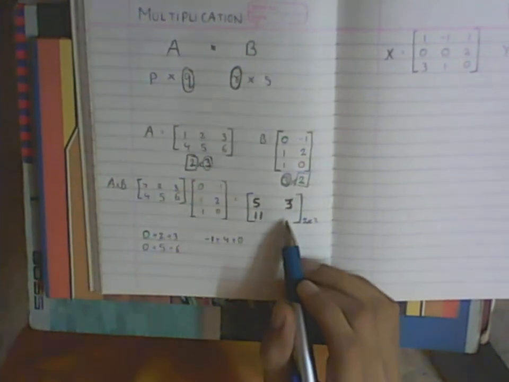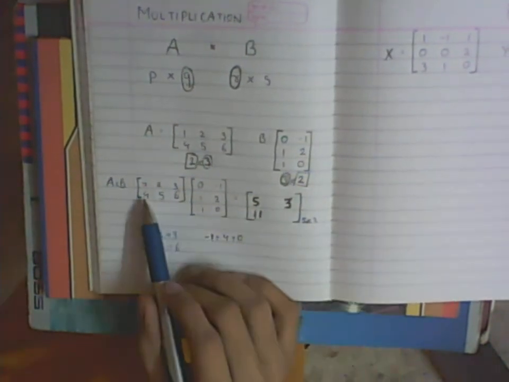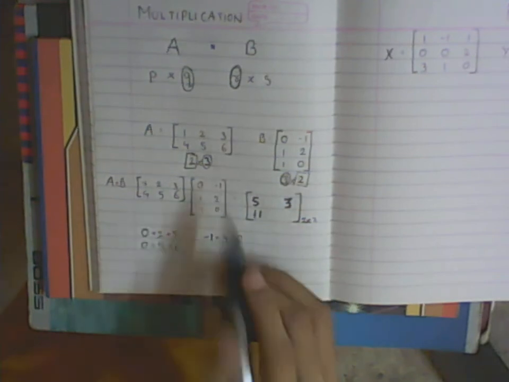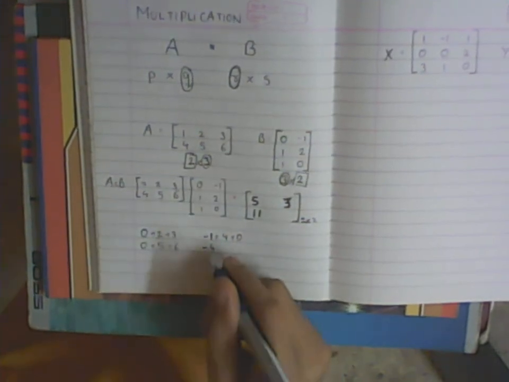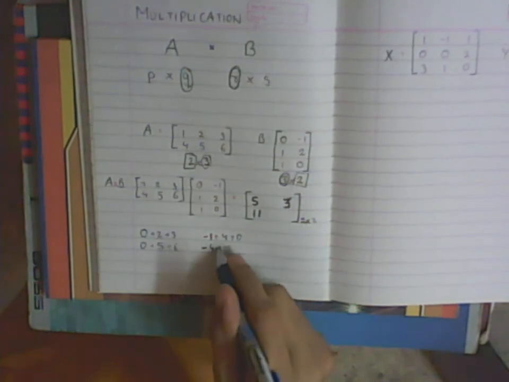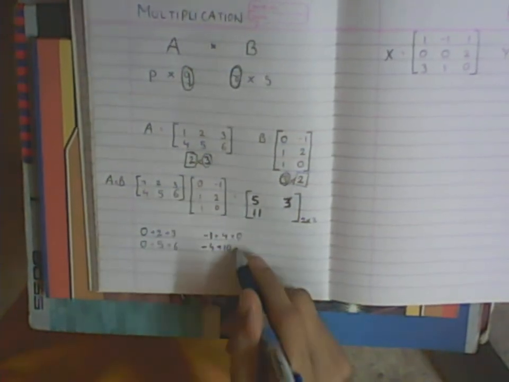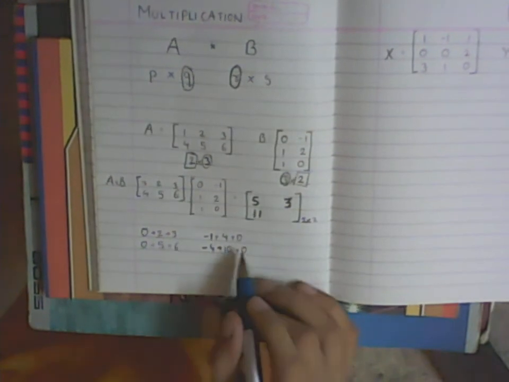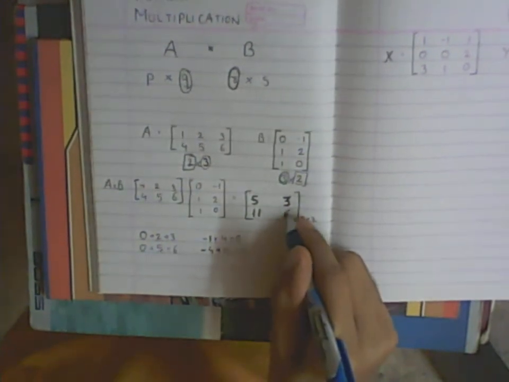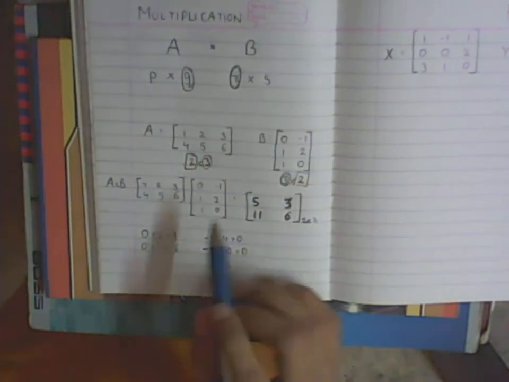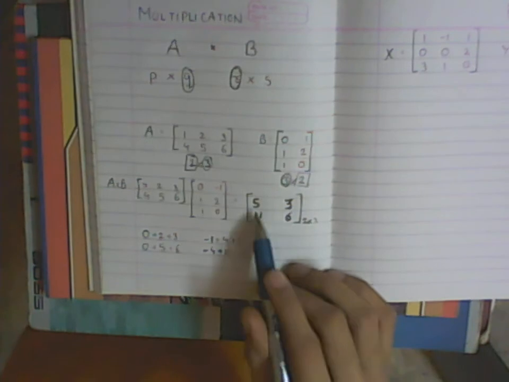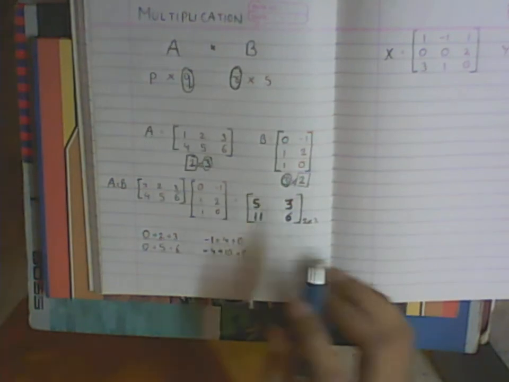And lastly, this is the second row, second column entry. If I take the second row here and the second column here, the result would be 4 into minus 1, which is minus 4. 5 into 2 is positive 10. And 6 into 0 is 0. If I find the sum of these numbers, it would be 6. So this entry would be 6. And this is the result, the matrix multiplication of these two matrices. It's a 2 by 2 matrix with these entries.